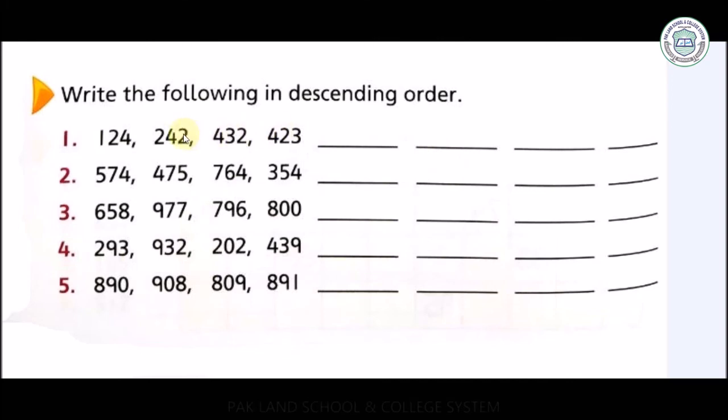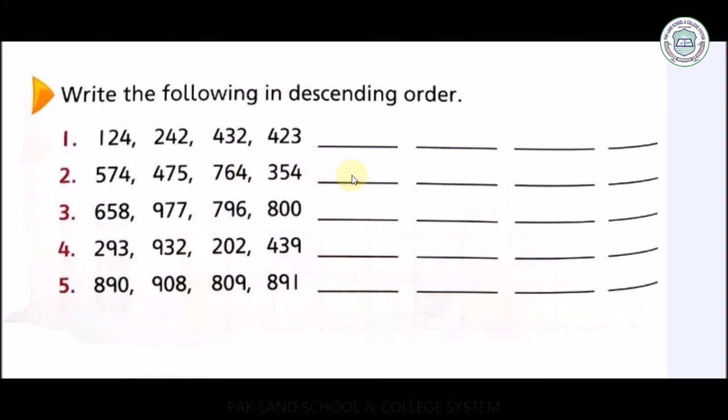And the third number that is smaller than 423 is 242. So we write the third number as 242. And the last remaining number is 124, and we write 124 last. The next example is 574, 475, 764 and 354. The biggest number in this column is 764. The first number will be 764.